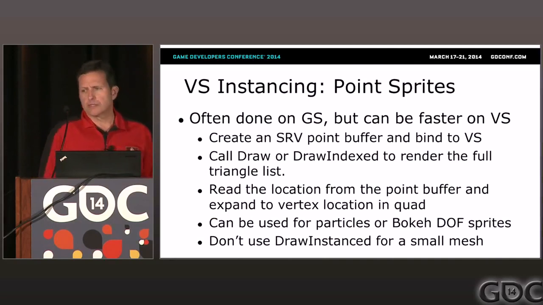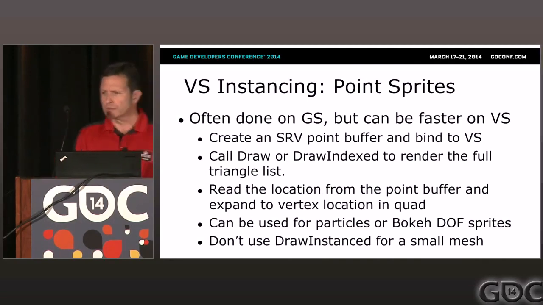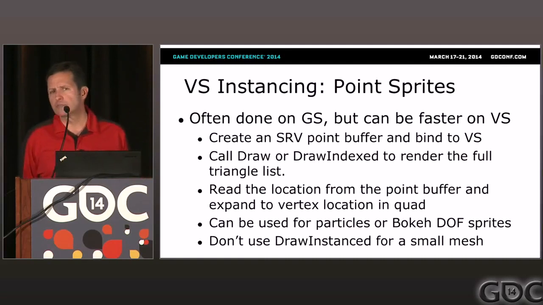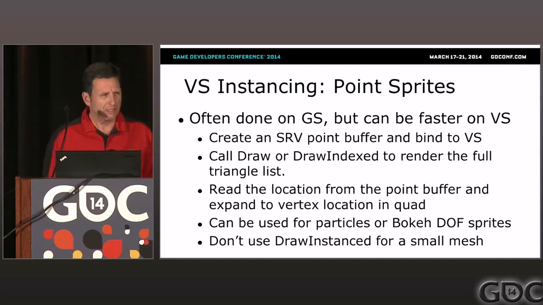So the next example I want to give is point sprites. And this is a little bit more complicated than doing just a simple triangle. Usually, we see this being done in the geometry shader, but it turns out it can be faster to do it on the vertex shader.